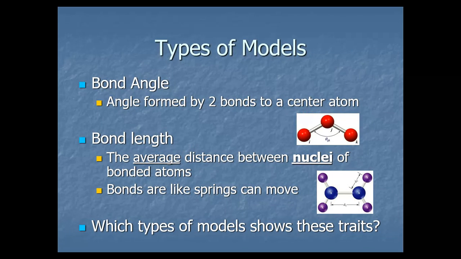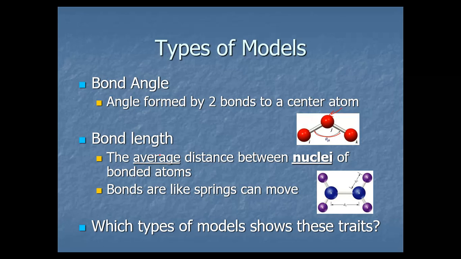Now, when we look at models, some of the things that we're looking for can give us some hints about the bonds themselves. One thing we can look at, especially in a ball and stick model, is bond angle. The angle is formed by two bonds to a center atom. If this is our center atom, we could measure the bond angle from here to here. That gives us some information about the shape that it has.